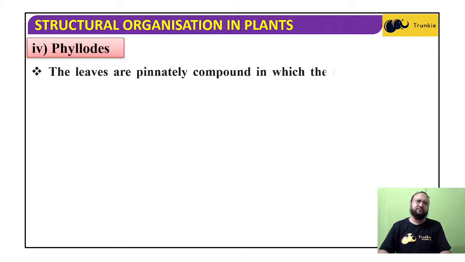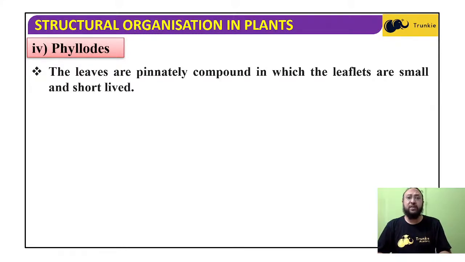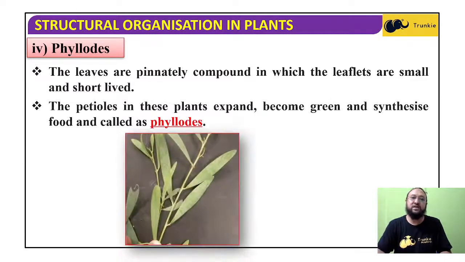Phyllodes. The leaves are pinnately compound, in which the leaflets are small and short-lived. Okay, the petioles in these plants expand, become green, and synthesize food, and are called phyllodes. That means actually they are modified. They expand and become green to synthesize food as phyllodes. So their leaves are pinnately compound and the leaflets are small and short-lived.